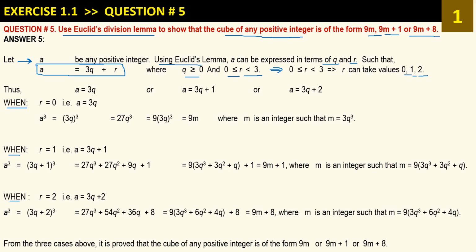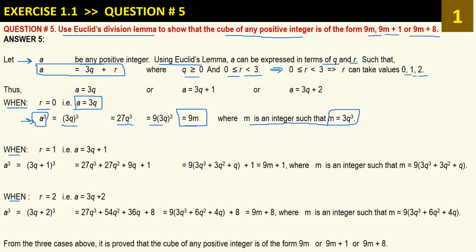Let's start with the first value, where r is equal to 0. In this situation a will be equal to 3q, and then a cube will be 3q whole cube, which will be equal to 27 times q cube, which is equal to 9 times the whole cube of 3q, which can be expressed as equal to 9m, where m is an integer such that m is equal to 3q cube.